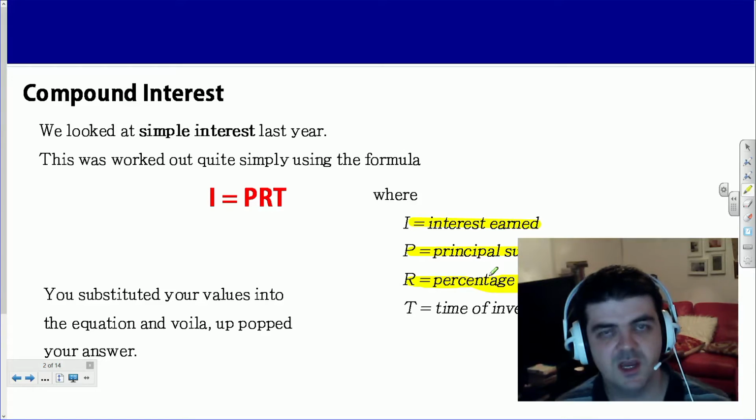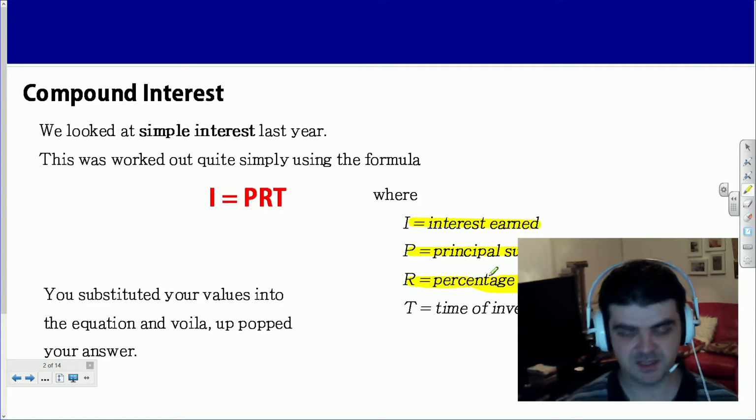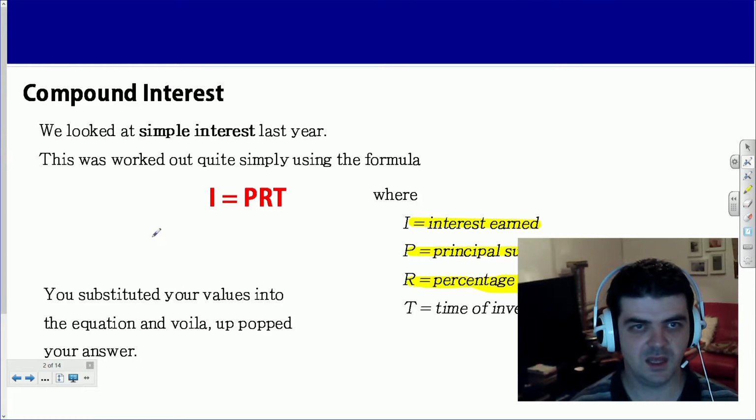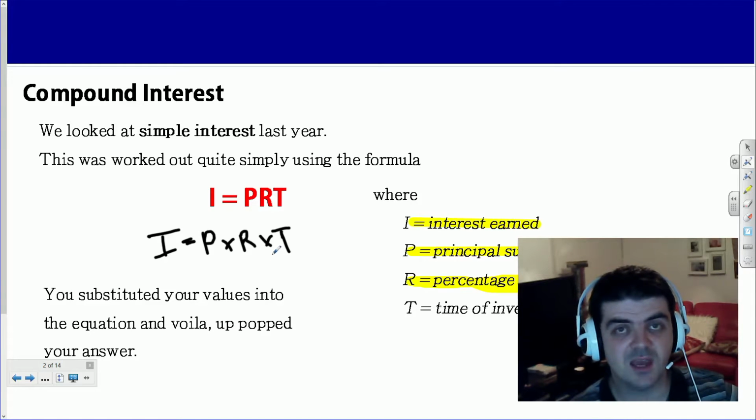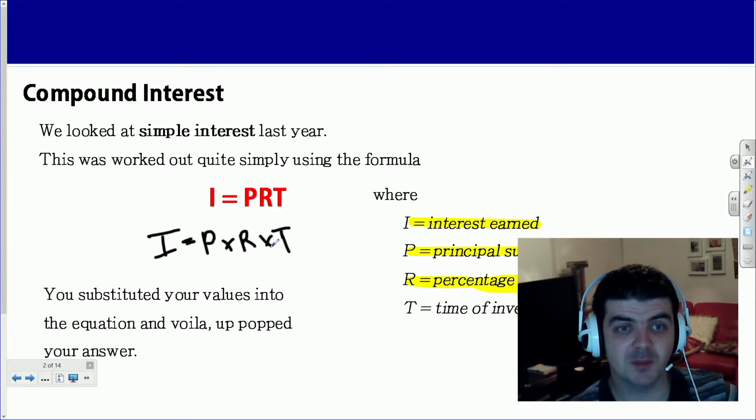And if you were any good with algebra at all, you plug those values into your formula and out popped your answer. PRT means P multiplied by R multiplied by T. And if you remember from last year, mathematicians are desperately lazy. They don't like writing down things that are unnecessary, so the PRT was shorthand for the multiplied. When those things are stuck together, it meant they're multiplied together.